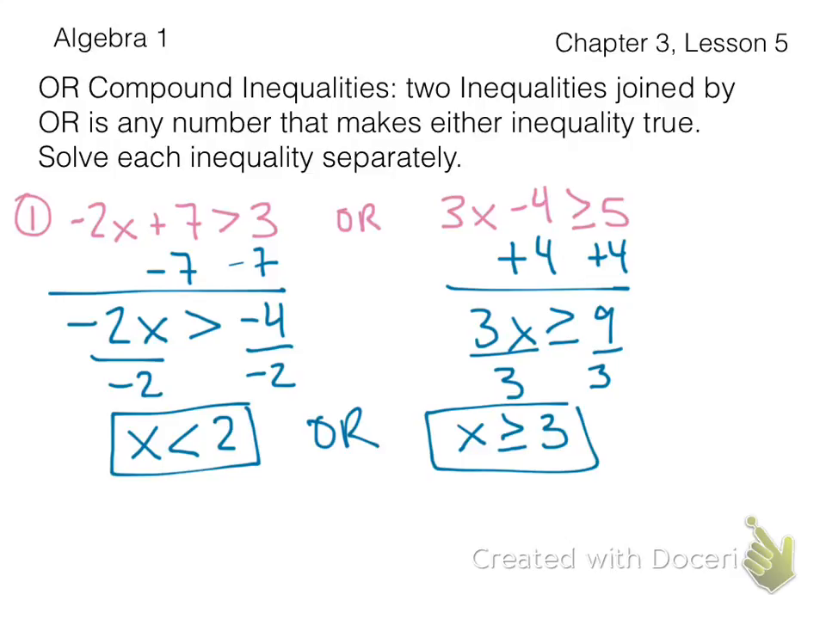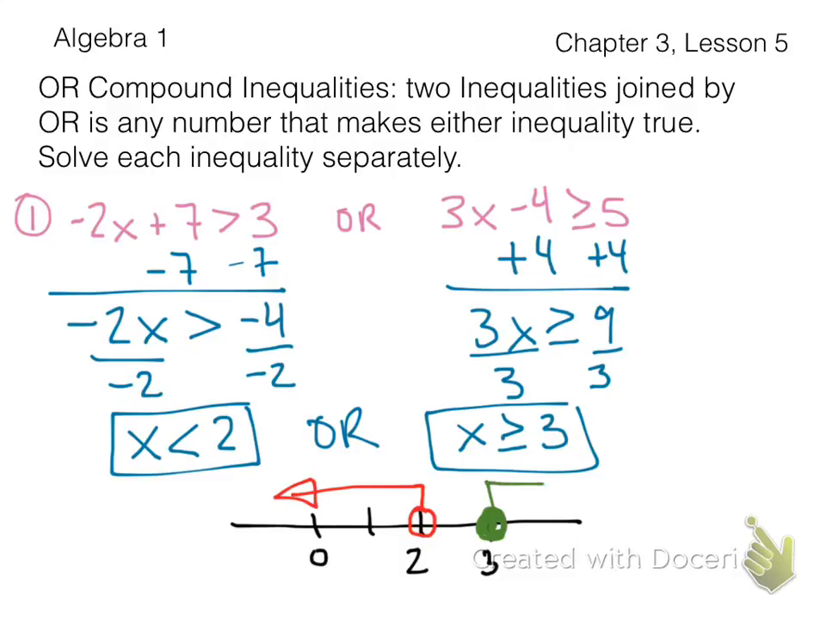So if I go ahead and graph, I've got a number line, that's 0, 1, 2, 3, there's 2, and there's 3. All right, so let's graph the first one. I'm going to graph the first one in red. So x is less than 2. Can't include 2. So x is less than 2. And then I'm going to graph the right one in green. And x is greater than or equal to 3, so it includes 3. And it goes that way.